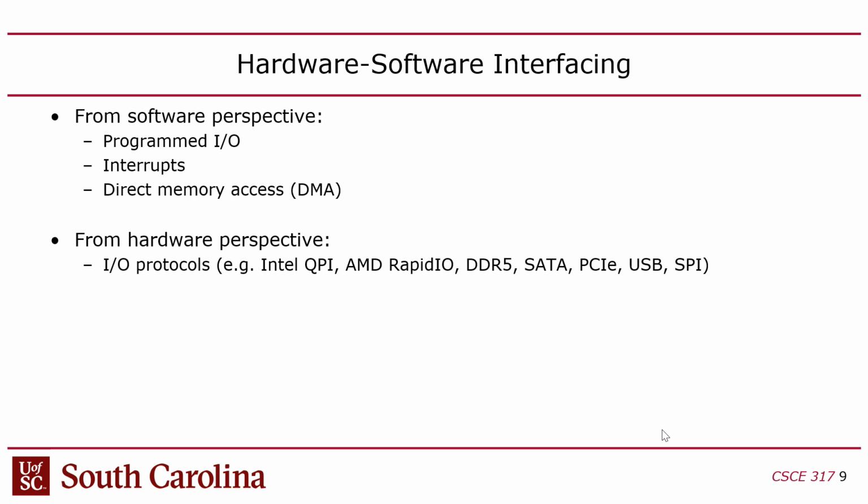DDR5, you might have heard of that. You might say, well, that's memory, right? Well, no, that's actually a protocol that you use to communicate with the type of memory, DDR5. SATA, which is the old-fashioned hardware, serial ATA, right? Hard drive, rather. PCI Express, you've all heard of that. That's a high-speed serial interface, differential signals. USB, everyone's familiar with that. And then SPI is the one that we'll cover in class.